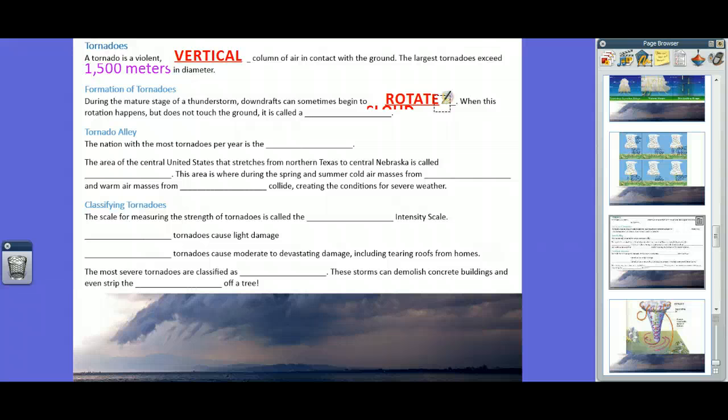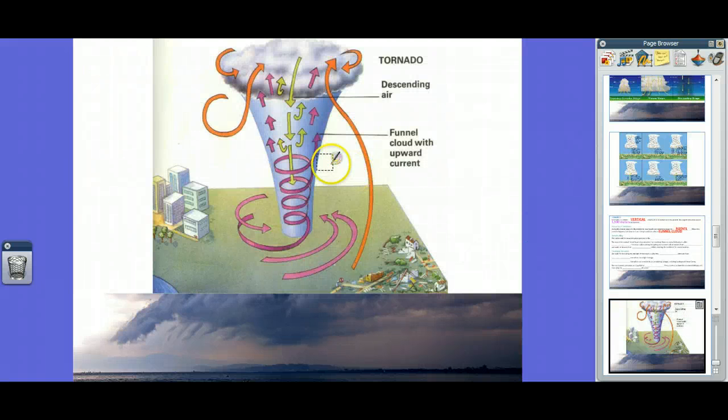Most times, this rotation does not touch the ground. And if you see it coming out of the sky, the rotation, but it doesn't touch the ground, it will be called a funnel cloud. Where we're at in Louisiana, we see a lot of funnel clouds, not a lot of tornadoes in extreme southern Louisiana. The further up you go, that is more likely, but we'll talk about that in a second. Okay, so what happens when it touches the ground is it actually forms a tornado.